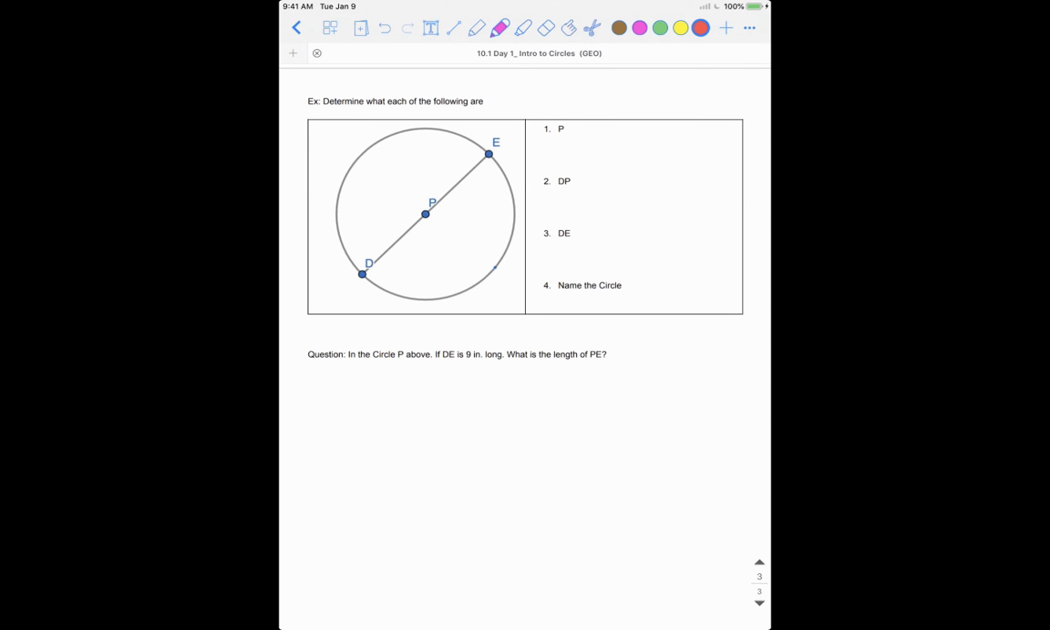So first we want to determine what each of the following are. So if we look at number one, it says P. So we're looking solely at P. And so P is a point and it is in the middle of our circle. So in this case, P is our center.